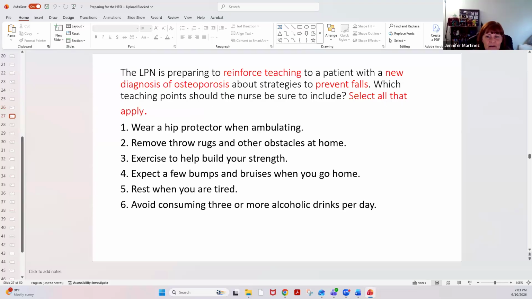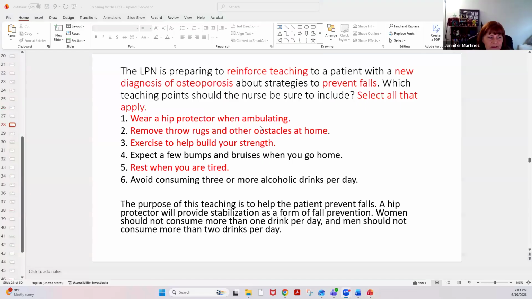All right, so the correct answers. Oh, I lost y'all. There you guys go. So yes, wear a hip protector when ambulating, remove throw rugs and other obstacles, exercise, and rest when you are tired. Expect a few bumps and bruises at home? No. The whole goal here is so that they don't fall. We don't want them to have bumps and bruises. And women should not consume more than 1 drink per day. Men should not consume more than 2 drinks per day. So we don't want to say avoid 3 or more. We want to give them that accurate information.